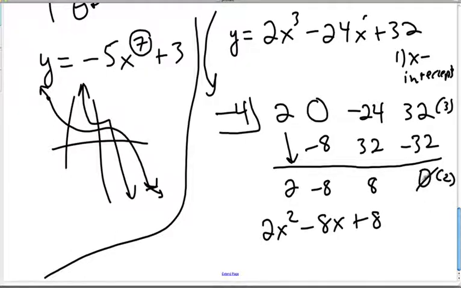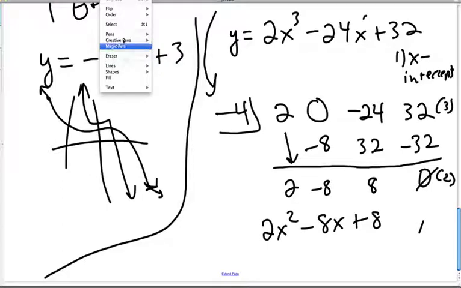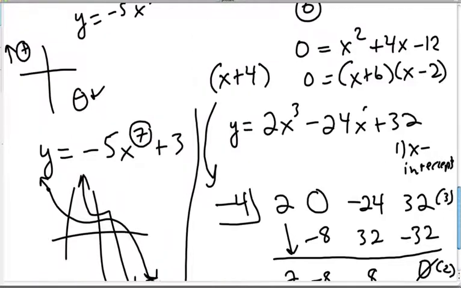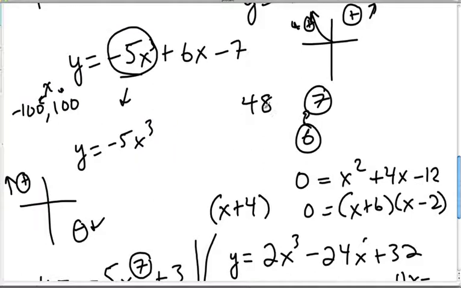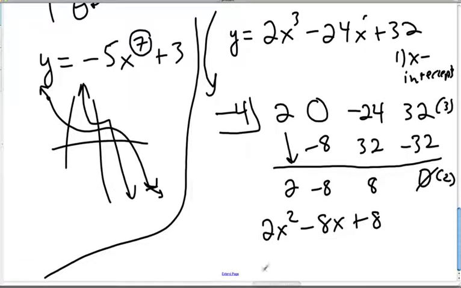If there was a remainder like 1, we would have 1 over x plus 4, which wouldn't make any sense. That would mean that our factor is incorrect. That's like having a remainder when you do 48 divided by 9. But if we say that one of our factors has to be 7, then when we divide to find the other one, we should have no remainder left over. Hopefully that makes a little sense.